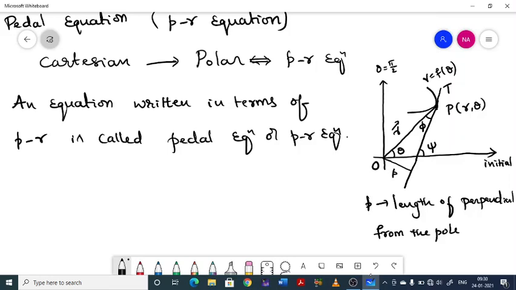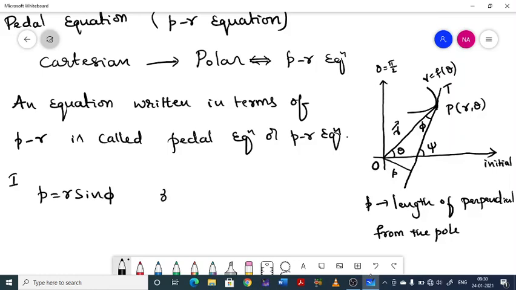We cannot neglect it. In addition to that, we have two standard results that can be obtained by using the geometry of this shape. I'm not going to deduce them, I'll just state the formulas. So formula number 1 is p equal to r sin phi. This we use to express a polar equation in terms of a PR equation.